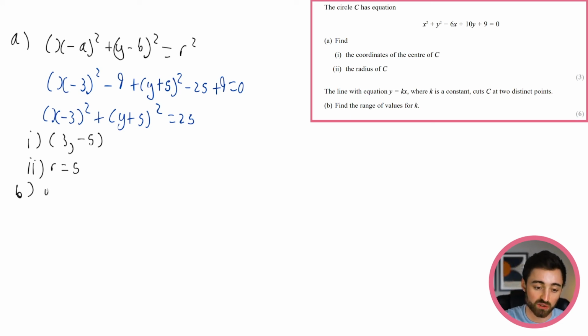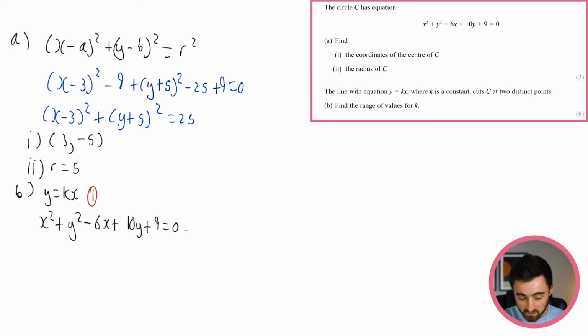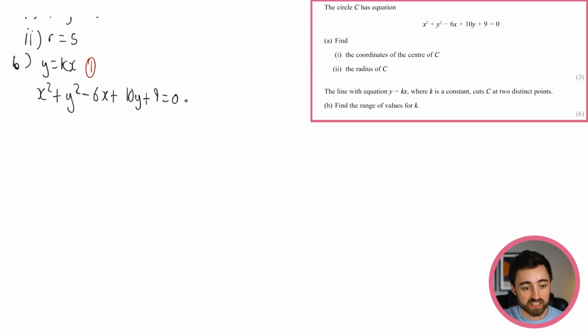So you would essentially solve the simultaneous equations y equals kx and all of this stuff. Or we could use the top equation here, actually. So let's write it down: equation 1 is y equals kx, and equation 2 is x squared plus y squared minus 6x plus 10y plus 9 equals 0. Okay, so imagine it said, find where these two things intersect. What would you do? Well, you would solve them simultaneously.